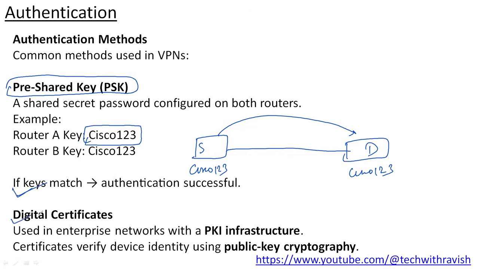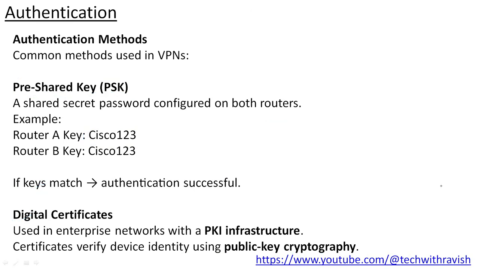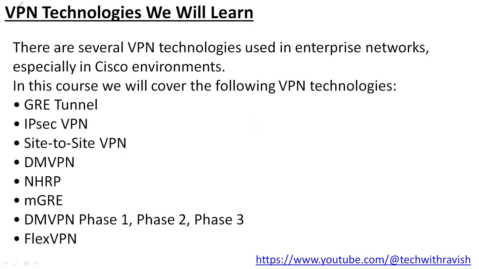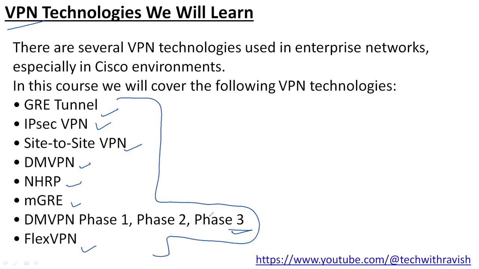There is also the digital certificate provider, which provides a certificate that verifies the identity using public key cryptography. Now, we are going to discuss VPN in our upcoming classes. There are multiple types of VPN like GRE tunnel, IPsec VPN, site-to-site VPN, DMVPN, NHRP, mGRE, DMVPN in three phases, and FlexVPN. These are the types of VPN, and we are going to discuss all of that in our upcoming classes.